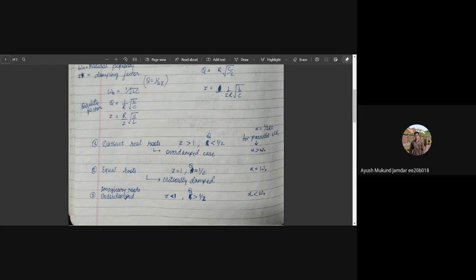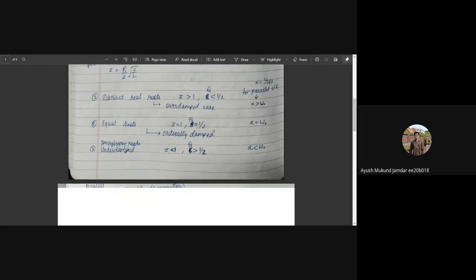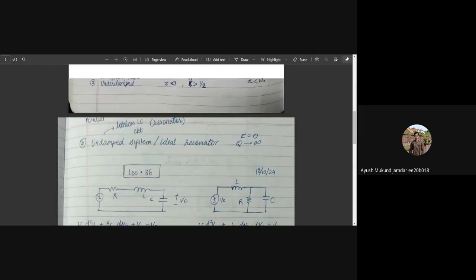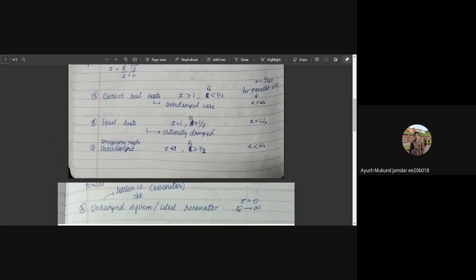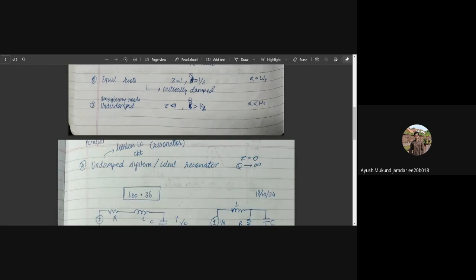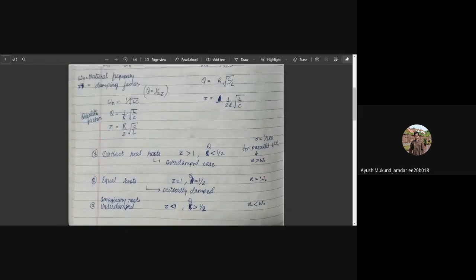Okay, so alpha is also referred to as the Neper frequency and exponential damping coefficient in the textbook by William Hayt. So this covers the classification of the solutions we obtained to the second order differential equation, and the last case being the undamped system or the ideal resonator, which we started the discussion with. That is, if zeta equals 0 and Q tends to infinity, we get this ideal resonator, the LC oscillator.